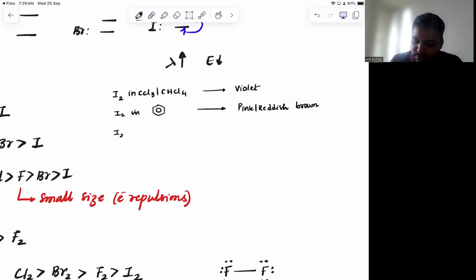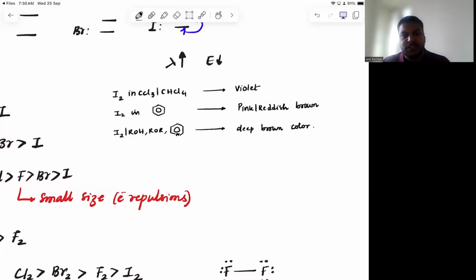So that is I2 in the presence of alcohol, ethers, pyridine, correct? They all will have a very strong donor, which is a lone pair. A lone pair is a strong donor. So in that case, it will be deep brown color. Okay. So it's not that you have to mug up the colors. You just need to know that as the donor nature changes, the color will also change.